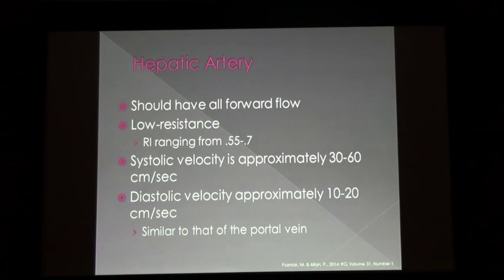So for the hepatic artery, it should be all forward flow, low resistance. Typical systolic velocity can run from approximately 30 to 60 centimeters per second. Diastolic velocity 10 to 20 or similar to that of the portal vein.